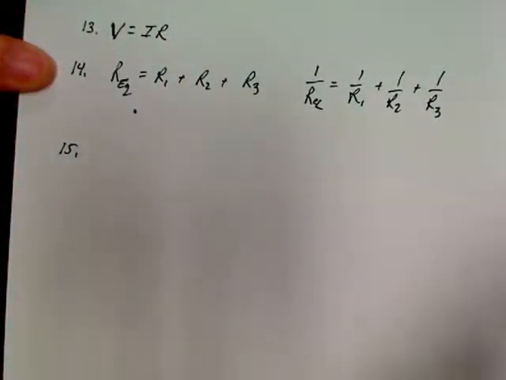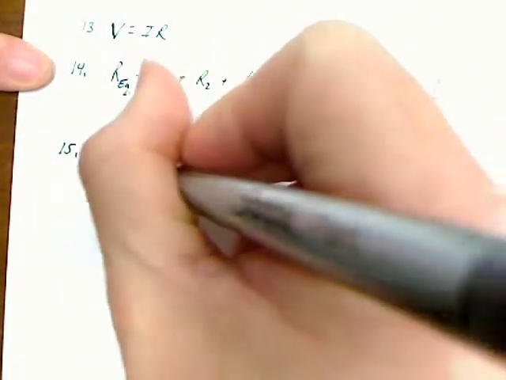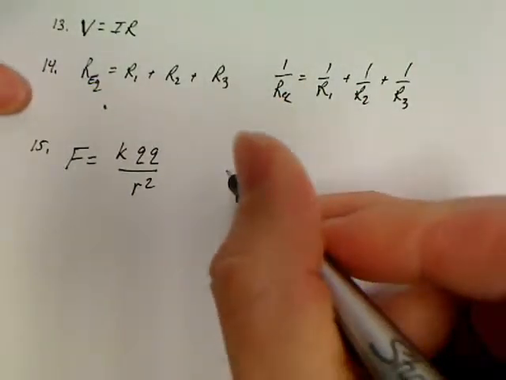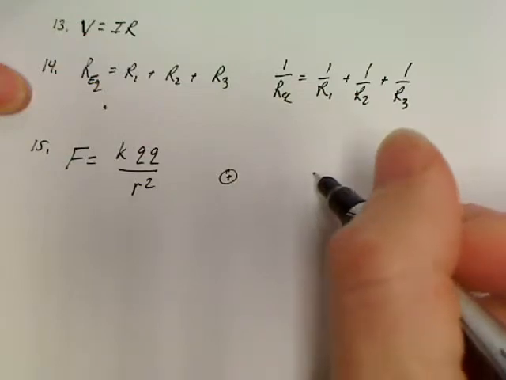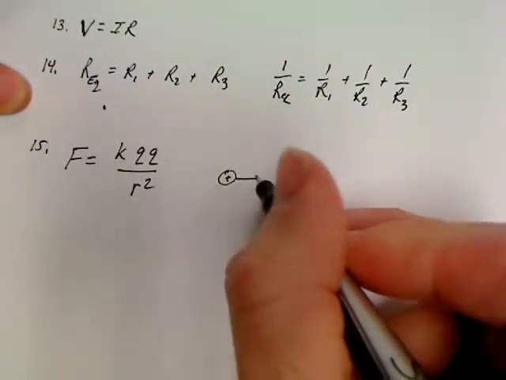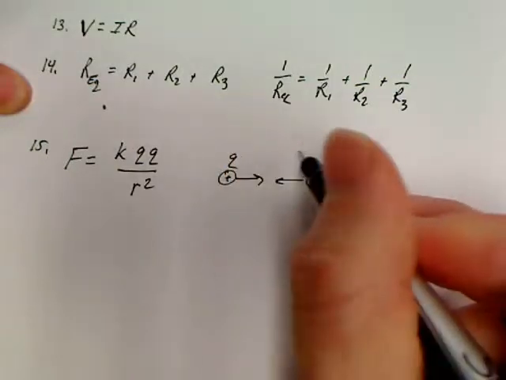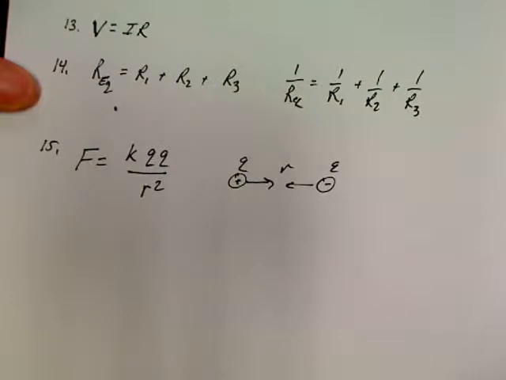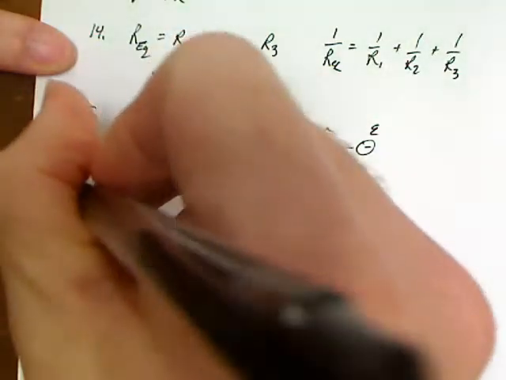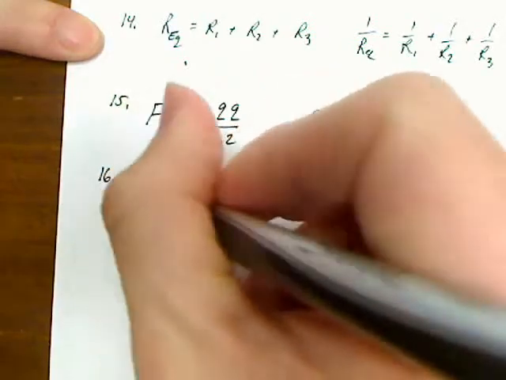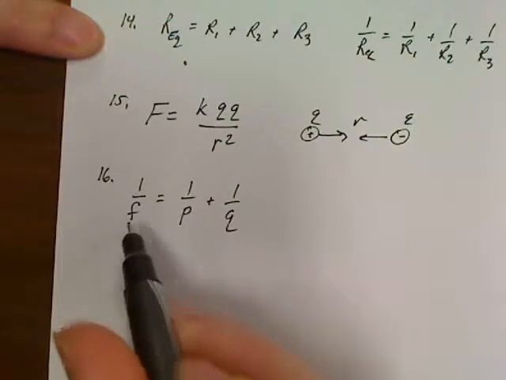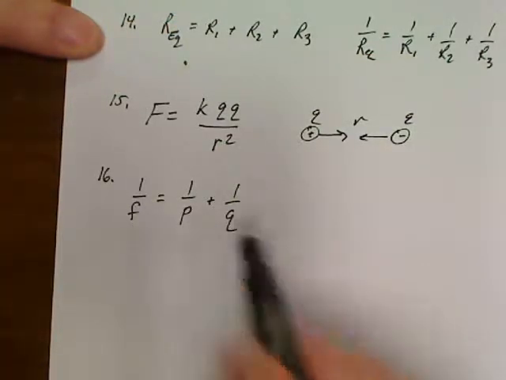15. Force between charged particles. Coulomb's law, F equals k q q over r squared. We can use that anytime we've got two charged particles and we want to know the force between them. Give me their charge, give me how far apart they are, and we've got that force. 16, the lens equation. 1 over f equals 1 over p plus 1 over q. Focal length, object distance, image distance.